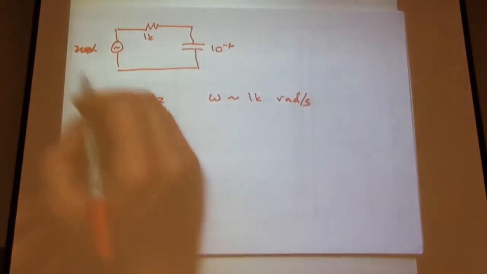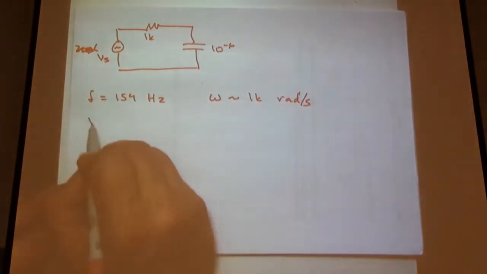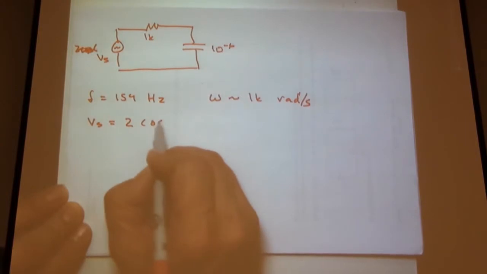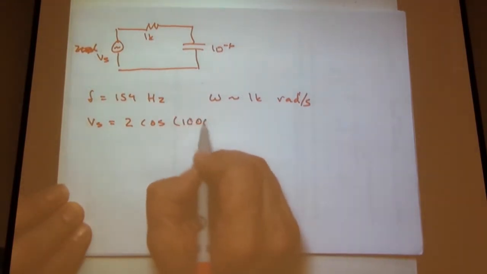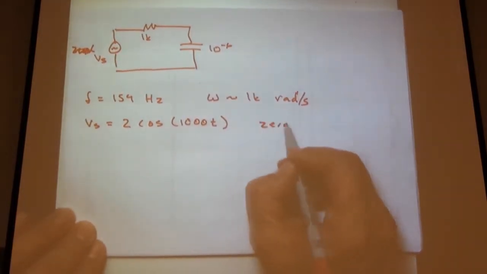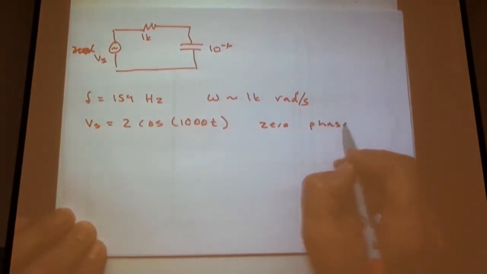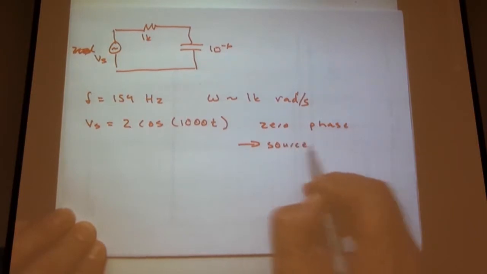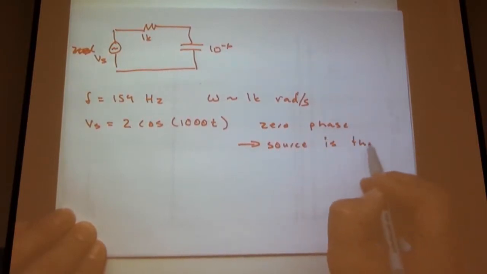So what do we wind up with here? There's our V source. V source then is 2 cosine 1000t. Now, I made a kind of assignment here, 0 phase. And that's usually what you'll do. The source is the reference phase at 0.